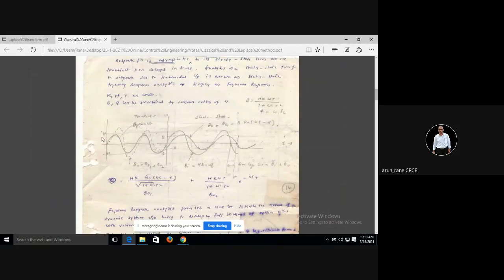See now, this is my input, that is say theta I is equal to x sin omega t. And let us say this is my output, theta O. So my input is like this.